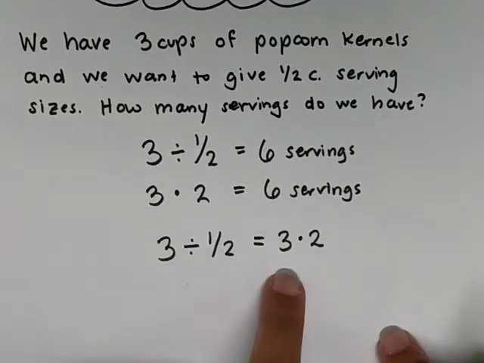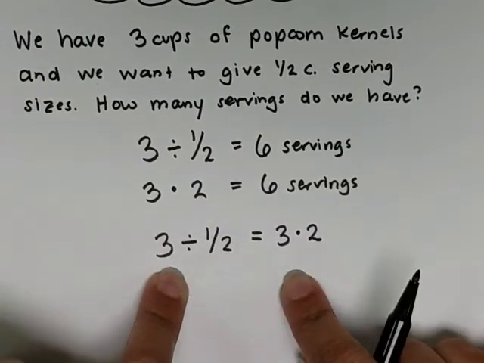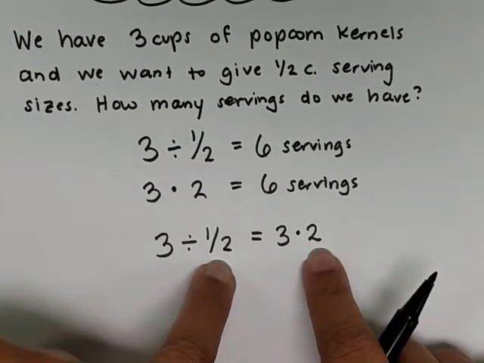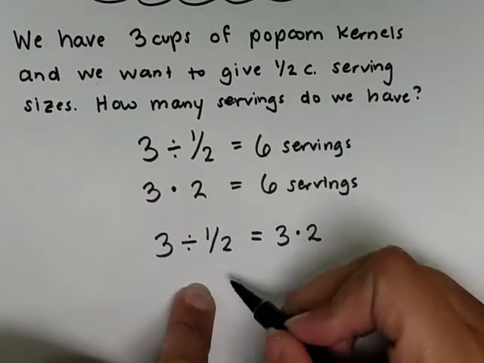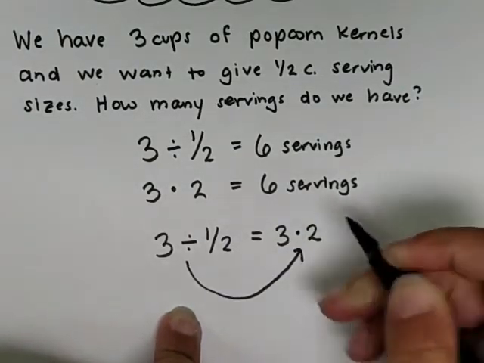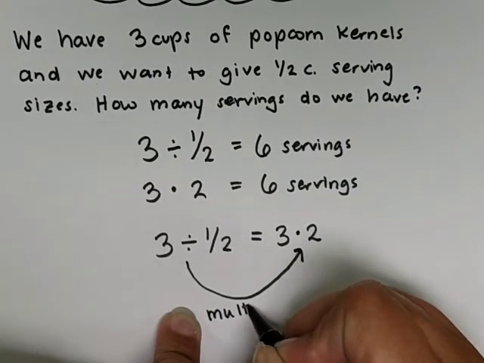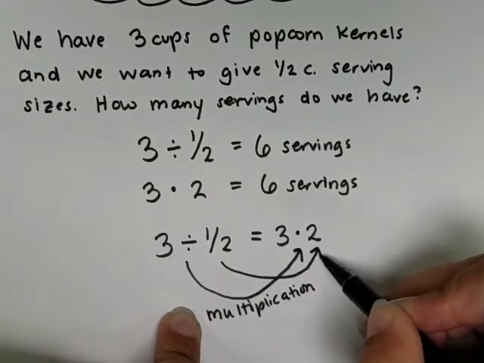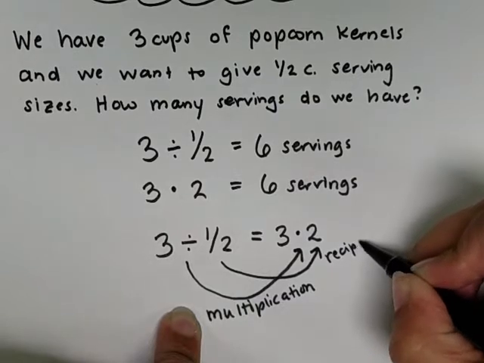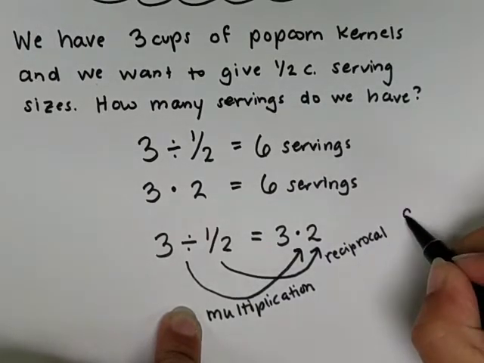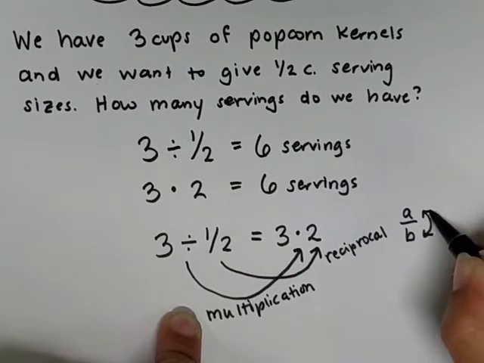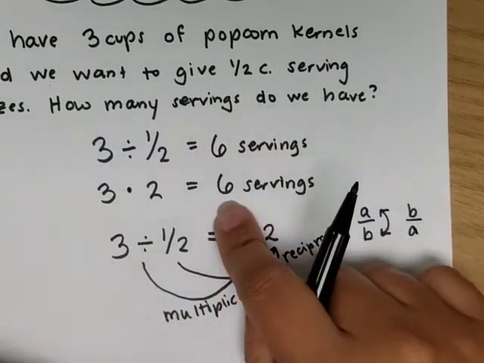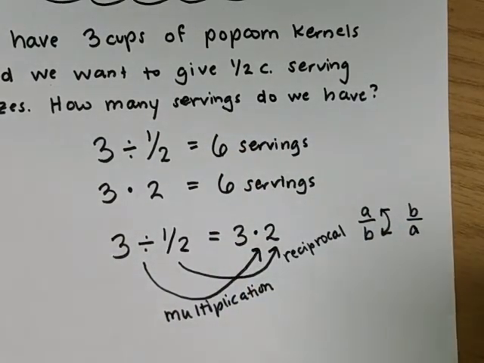So what you did was you found out that division can actually be changed to a multiplication problem. And then my divisor can actually be changed to its reciprocal. So if I change this to multiplication, and then I change this to the reciprocal, which is when you take the numerator and the denominator and you flip them around, I'll end up getting the same answer. So that is the shortcut to dividing with fractions.